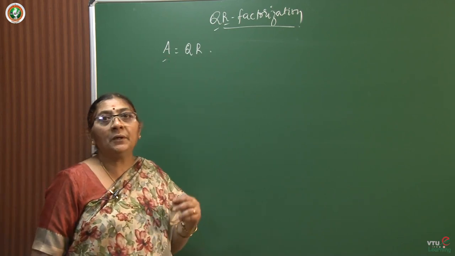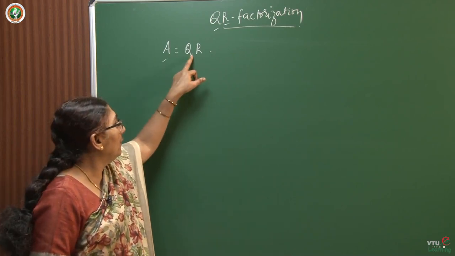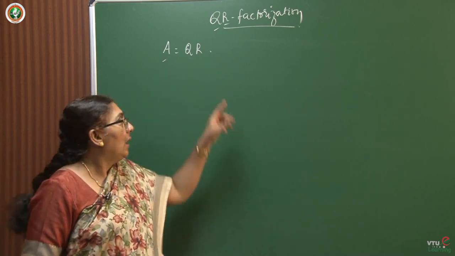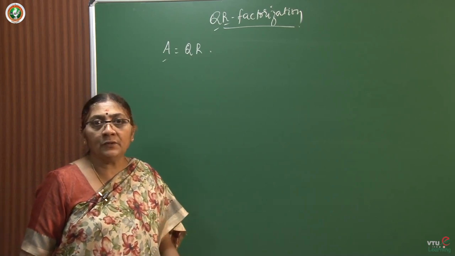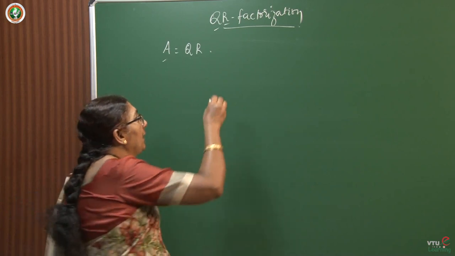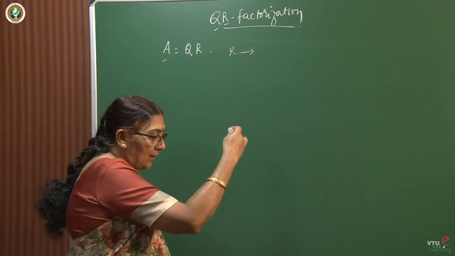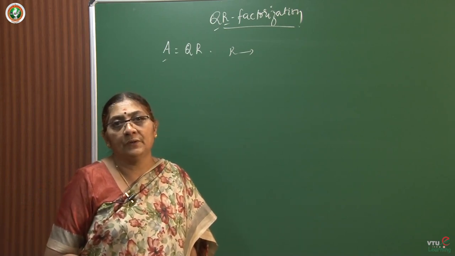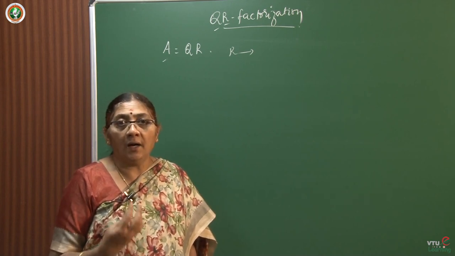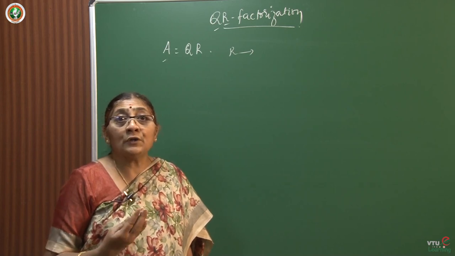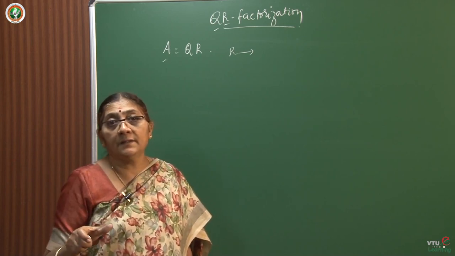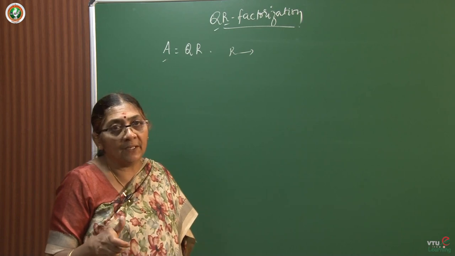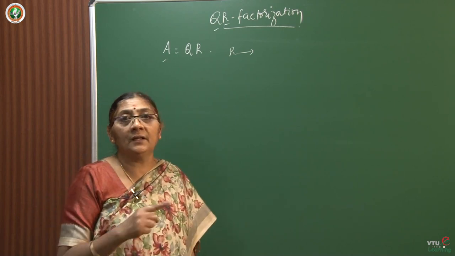And R is an upper triangular matrix whose diagonal entries are positive. R is what type of matrix? R is an upper triangular matrix whose diagonal entries are positive values. That's the way we are preparing R. R is an upper triangular matrix with positive entries on its diagonal. That's the way we are finding R. Once you multiply Q into R, that gives us our original matrix.